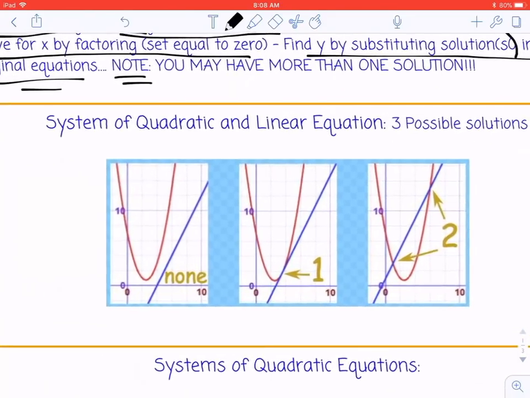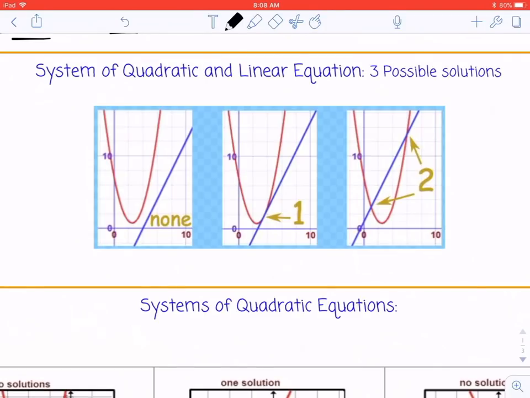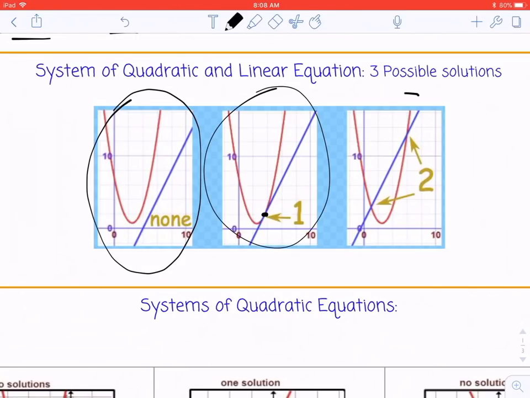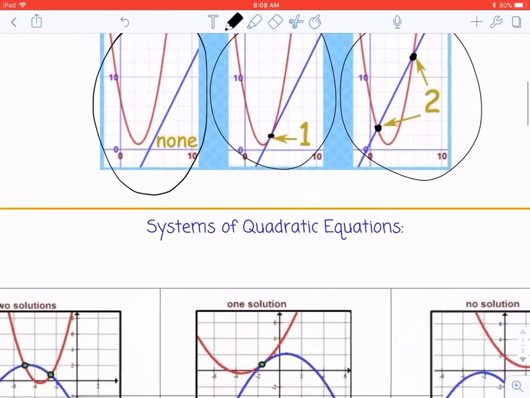When you look at a graph of a system of quadratic and linear equations, there are three possibilities. They could not touch at all and have no solution. They could touch one time and have one solution, or they could touch twice and have two solutions, or two points that they have in common. So that is a graphic example of a quadratic and linear system.